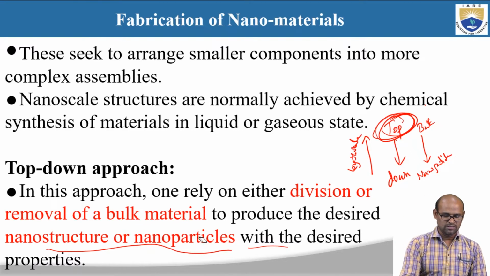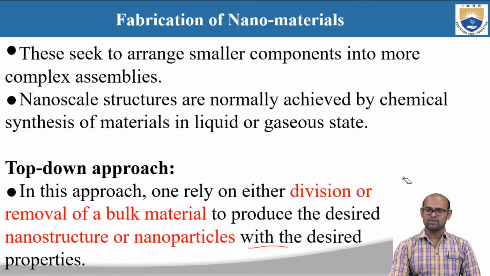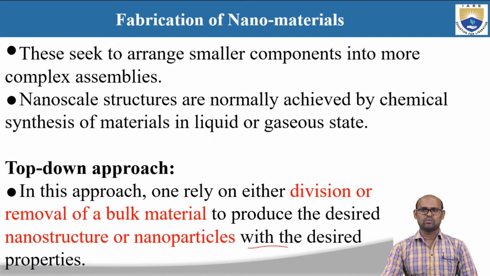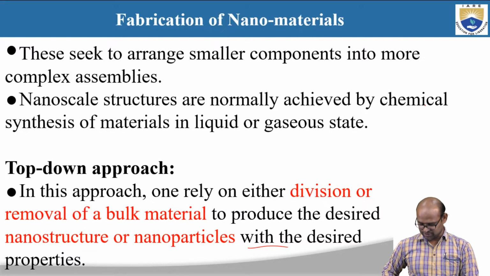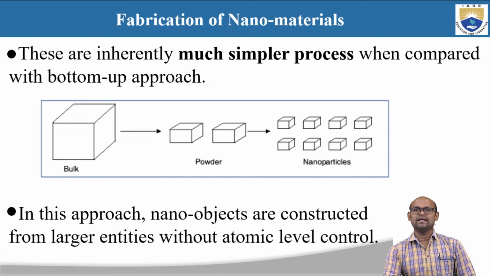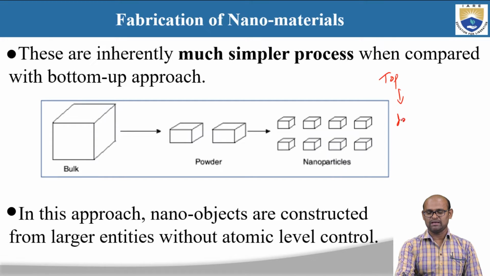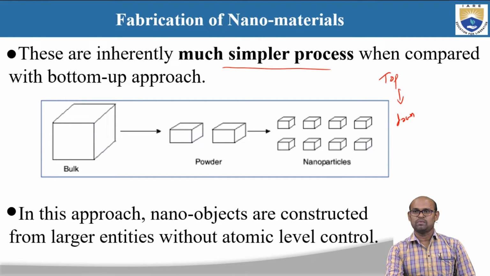So that is what the top down approach is. In the top down approach, we divide the bulk material into small particles, which are nanoparticles, or you can divide the bulk material into complex nanostructures with desired properties. So that is very important. These are inherently much simpler processes, top down, right? So top down is much simpler than bottom up. These are inherently much simpler processes when compared with the bottom up approach.